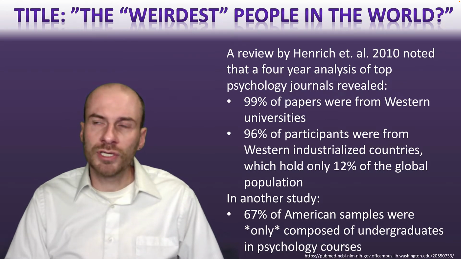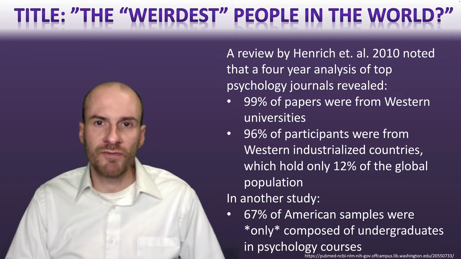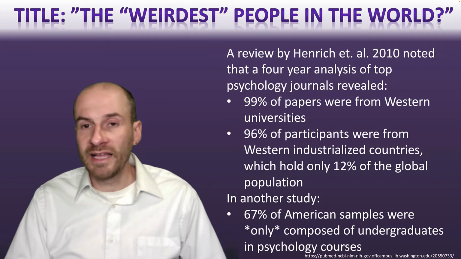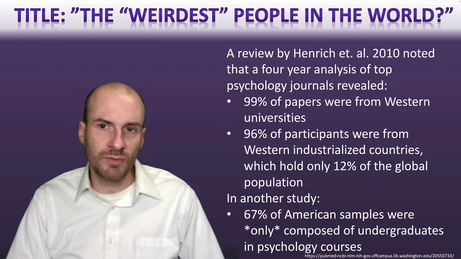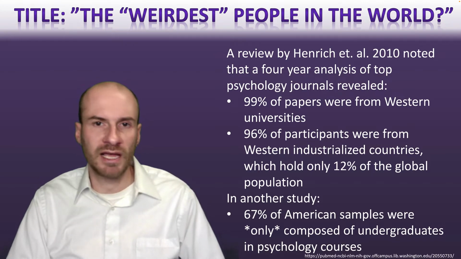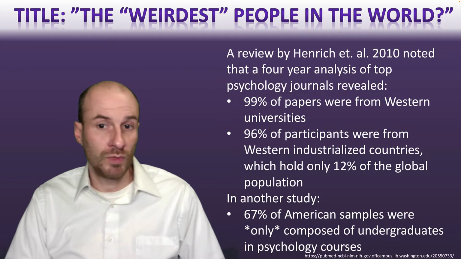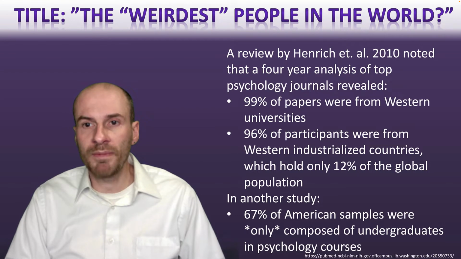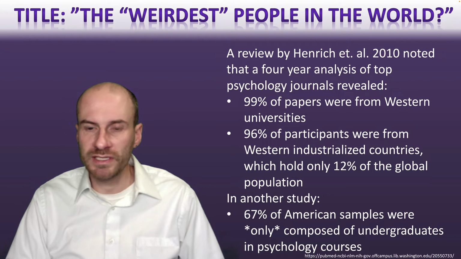I'm going to talk about one paper that looked at this that I think is pretty interesting for demonstrating the problem. And it actually really generated a lot of conversation. There's a review in 2010 which analyzed the publications over 4 years in the top psychology journals. They looked at all the papers and analyzed them based on who was being studied. And they found that 99% of the papers were published by people from Western universities, and 96% of the participants were from Western industrialized countries.